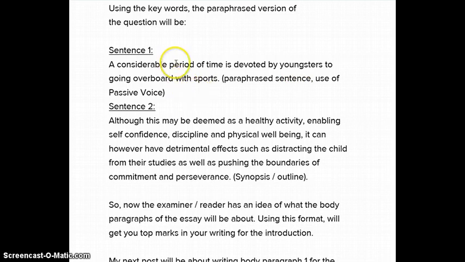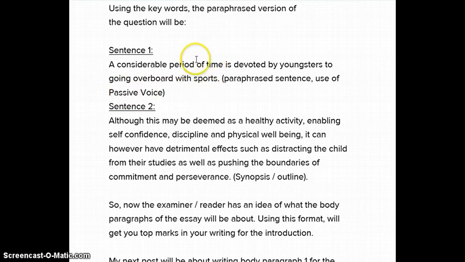I've not only used some very good vocabulary here, but I've also used the passive voice. So I'm showing my examiner my extent of knowledge of grammar, complex grammar. A considerable period of time is devoted, that's present simple tense, is devoted by youngsters. Whenever you have the word by and then you have the subject, you know that that is going to be a passive voice sentence. A considerable period of time is devoted by youngsters to going overboard with sports.